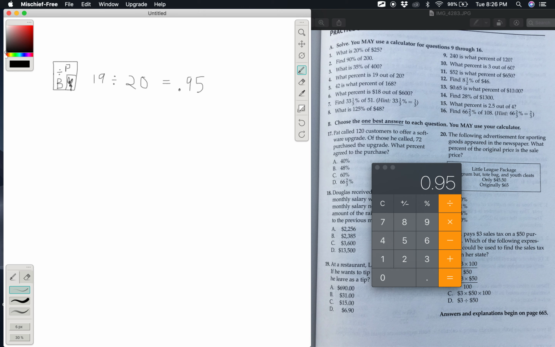To make it a percent, we just move it over like the first page showed us. When we have the rate, we move it to the left 2 times before we get the answer. Here we move it to the right 2 times when we have the part, after we have the answer. So that equals 95%. Okay, are you with me?